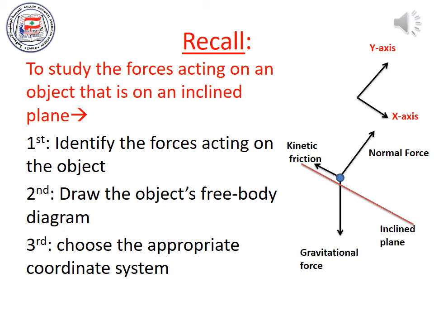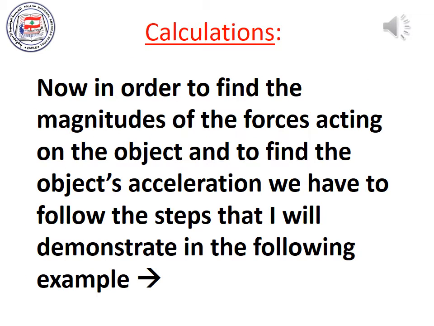Second, we draw the object's free body diagram as you can see in the figure in front of you. And third, we choose the appropriate coordinate system. So here the most appropriate coordinate system is where the x-axis is parallel to the inclined plane and the y-axis is perpendicular to it, so it's parallel to the normal force. Today we are going to talk about the calculations of these forces. Now, in order to find the magnitudes of the forces acting on the object and to find the object's acceleration, we have to follow the steps that I will demonstrate in the following example.